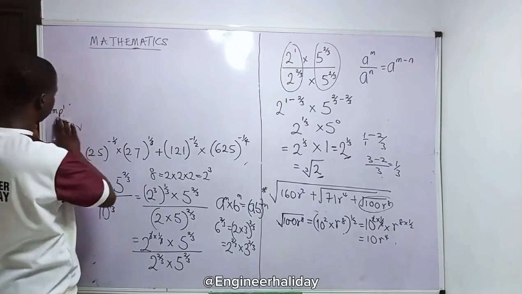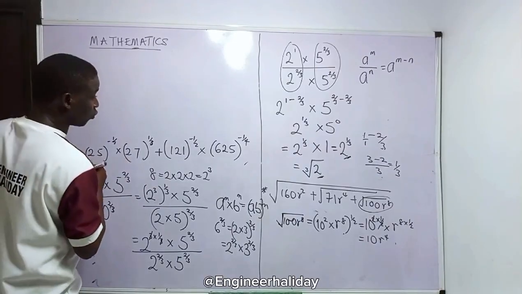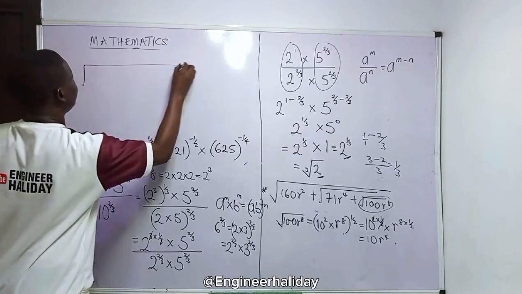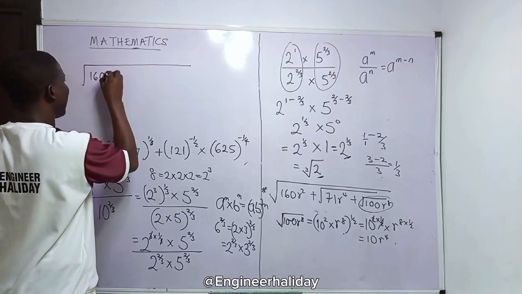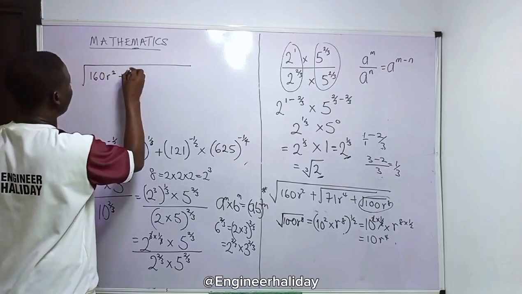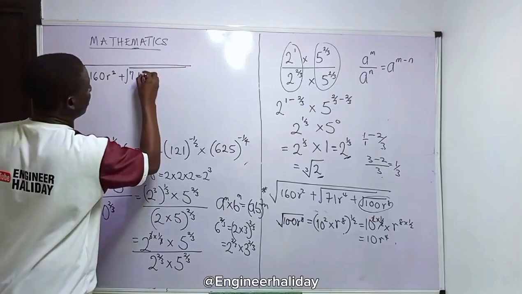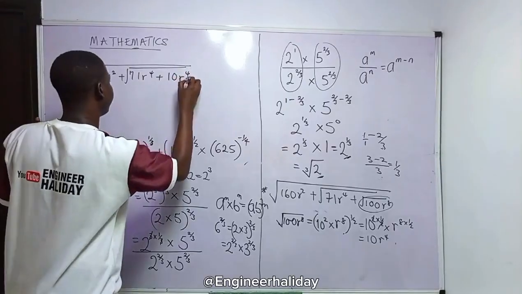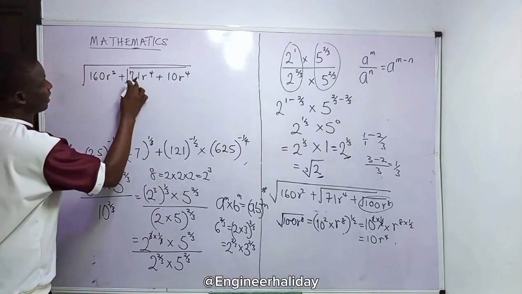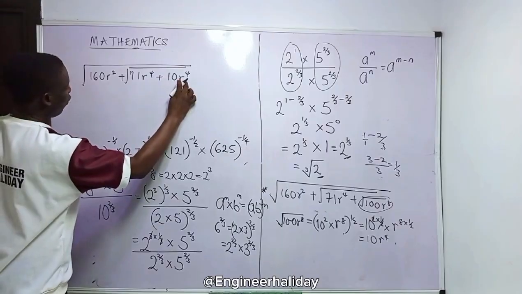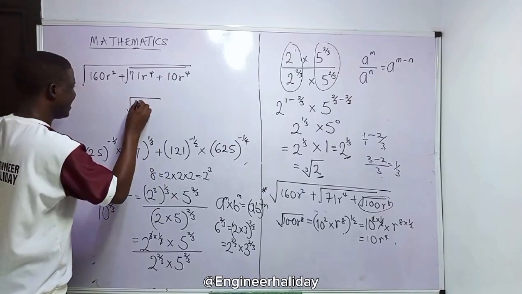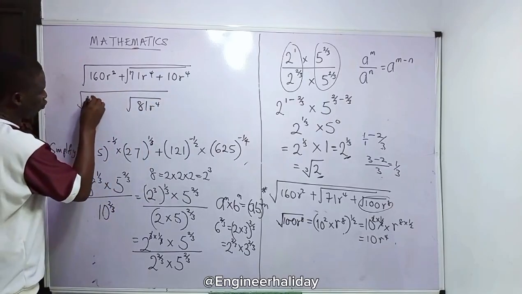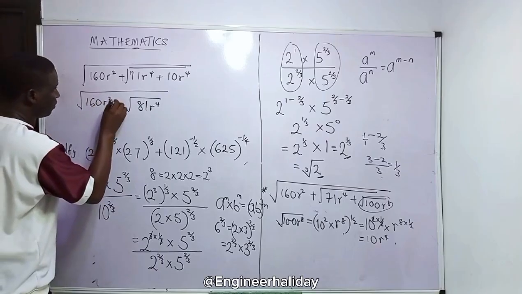Let's break down that one. I will replace it. So the square root of 100 r raised to power 8 will be replaced with 10 r^4. We have the square root of 160 r squared plus 71 r^4 plus 10 r^4. Don't forget, 71 r^4 plus 10 r^4 will give us 81 r^4, plus 160 r squared.